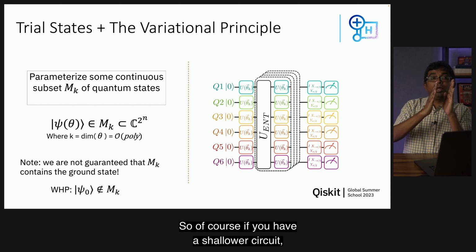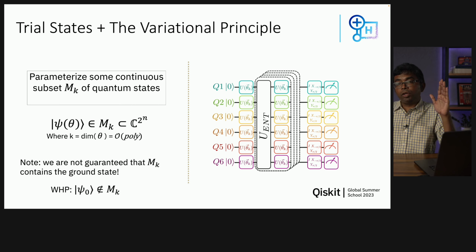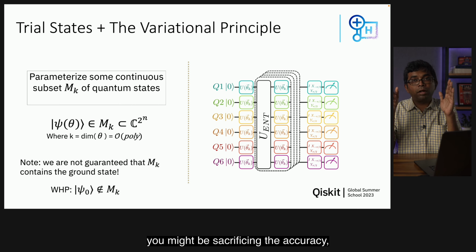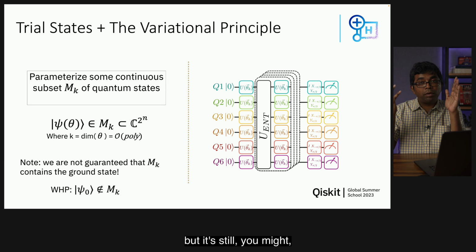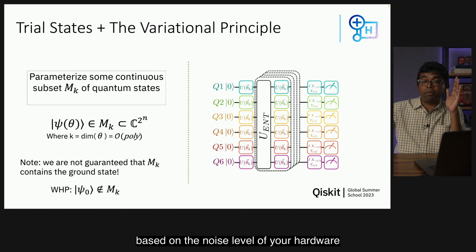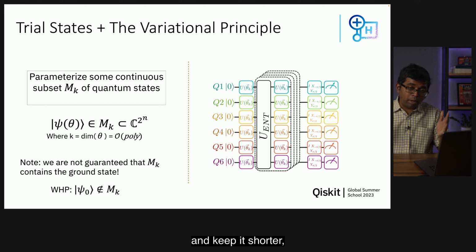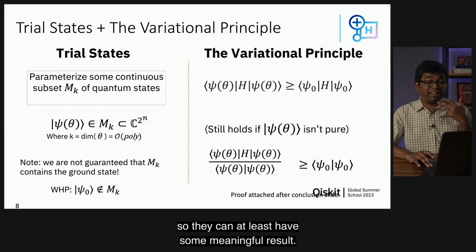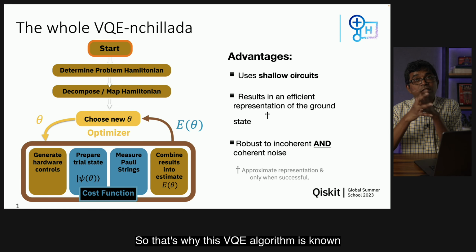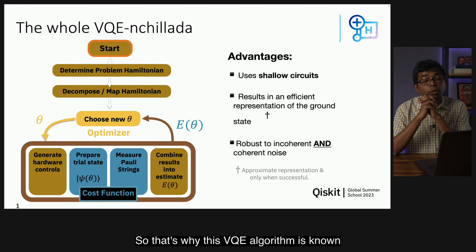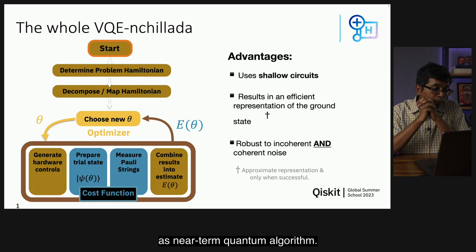Of course, if you have a shallower circuit, you might be sacrificing accuracy, but you can still make a conscious decision based on the noise level of your hardware and keep it shorter, so you can at least have some meaningful result. That's why this VQA algorithm is known as a near-term quantum algorithm.